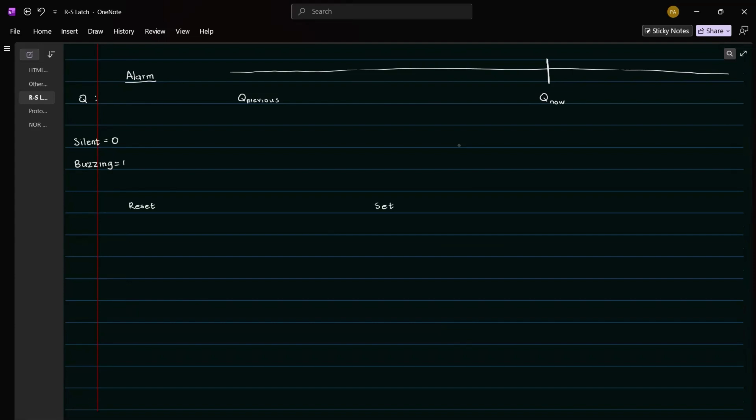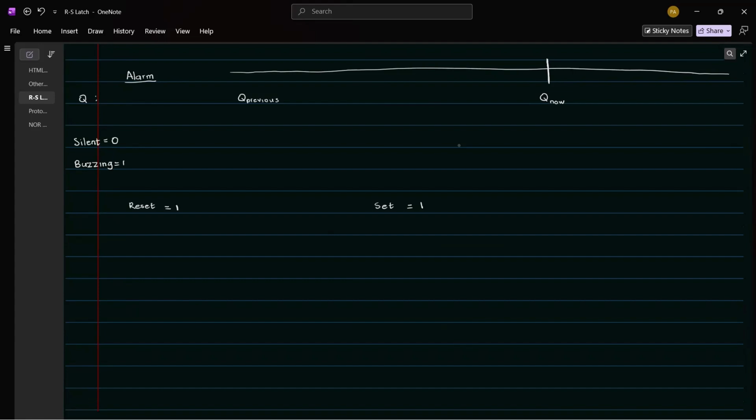When you are resetting, what we expect the alarm to do is, if the alarm is buzzing, when I reset, the alarm should stop buzzing. It should become silent. When we are setting, or tripping the alarm, let's say there is a sensor or a tripping wire, when an intruder trips it, the alarm should be silent first, but at the moment the intruder trips it, the alarm should start buzzing or making noise.